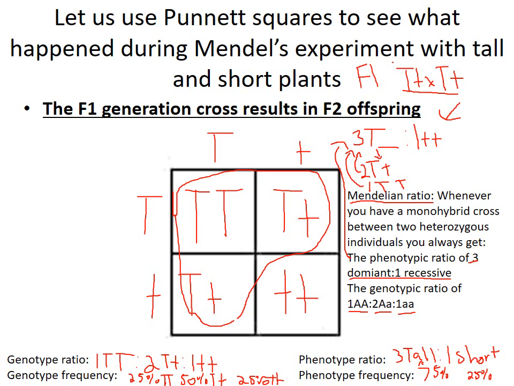So it's important that you remember that 3-to-1 ratio, because whenever you spot it, you know that the parents were heterozygous individuals. So you don't have to do as much problem solving if you know that the parents were heterozygous individuals to begin with. Sometimes I'll ask you to predict what the kids will be, but sometimes I might give you the kid ratio, the offspring ratio, and you have to figure out what the parents were.